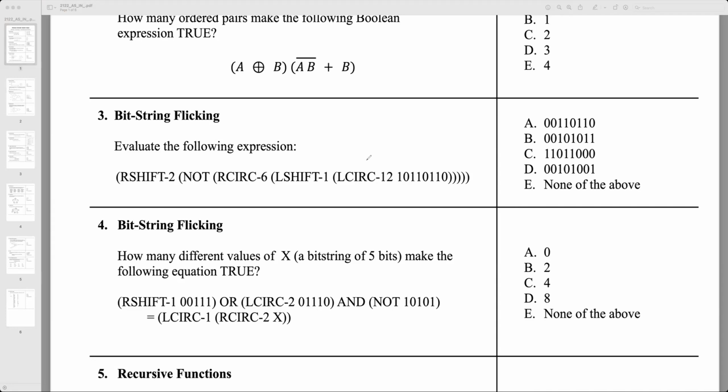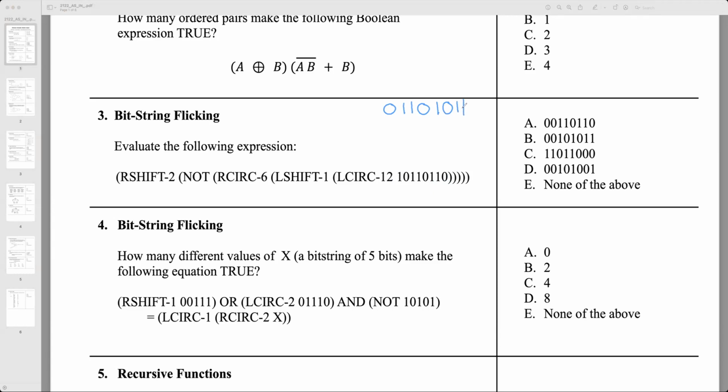So let's try this out. What we see here is the problem: we have R shift 2, not R circ 6, L shift 1, R circ 12. So knowing this, we know that this is clearly not more than 12, right? 1, 2, 3, 4, 5, 6, 7, 8. So we know there's 8. What we're gonna do is take these last 4 and put them in the front because it says L circ, and L circ means take from the right and circle around to the left. So the number would be 0, 1, 1, 0, 1, 0, 1, 1.